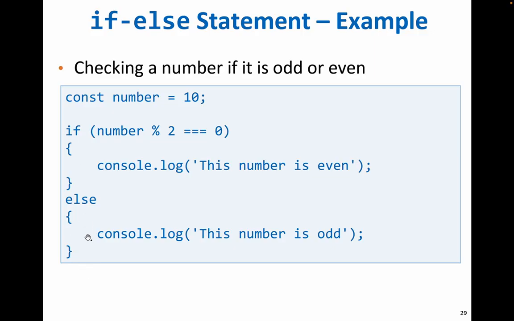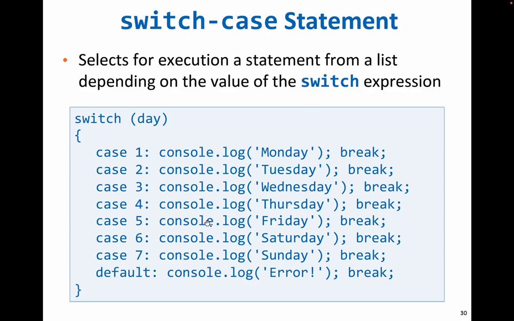If you look at this code, basically we first assign it to number 10, and then we check if it is an even number. When we divide it by 2, is the remainder 0 or not? If it is, we print this number is even, otherwise we print this number is odd.